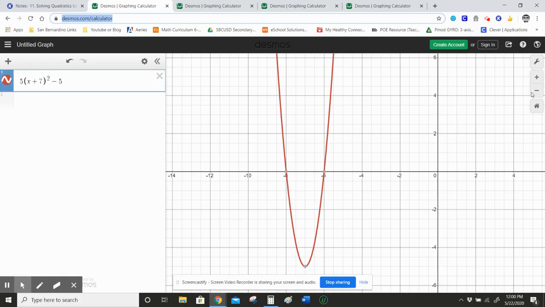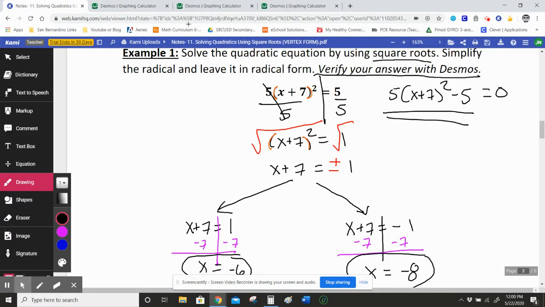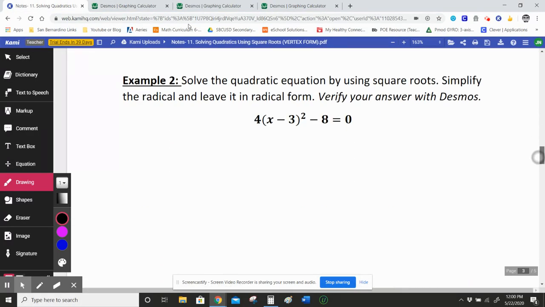And my two answers, look at that. We have the parabolic shape, so it's a parabola. My two answers are negative 8 and negative 6. So you could always check your work if you are wondering if you're doing it right or not. x equals negative 8 and x equals negative 6 for the first one, which is the exact same thing that we got. x equals negative 8, x equals negative 6.